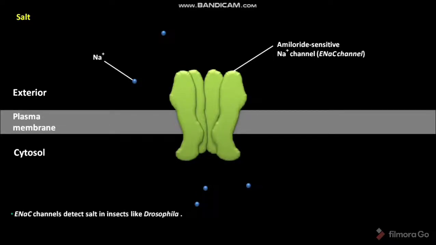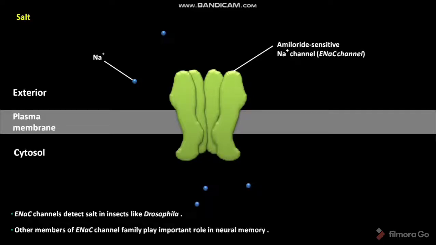ENaC channels detect salt in insects like Drosophila. Other members of the ENaC channel family play an important role in neural memory.